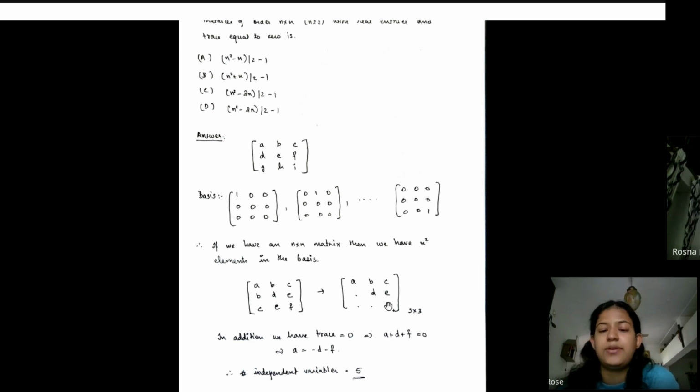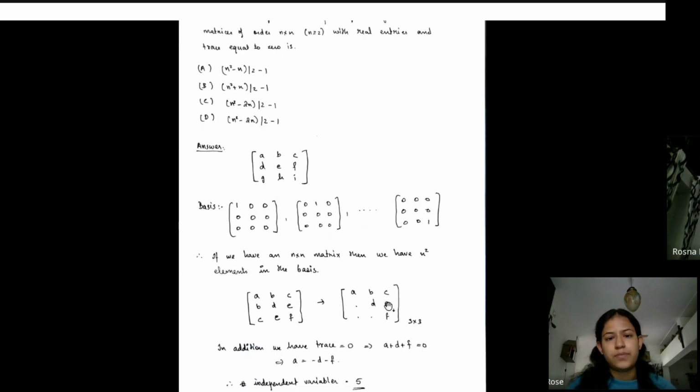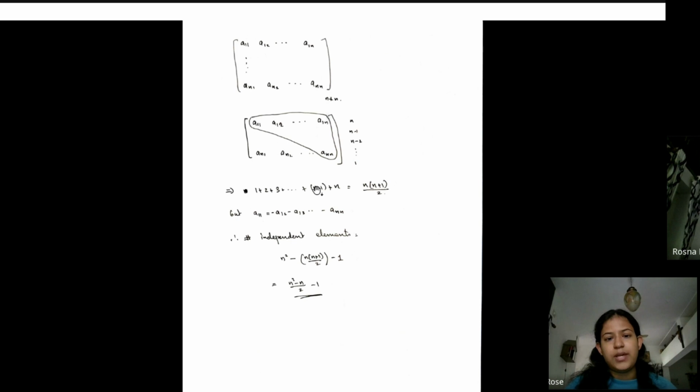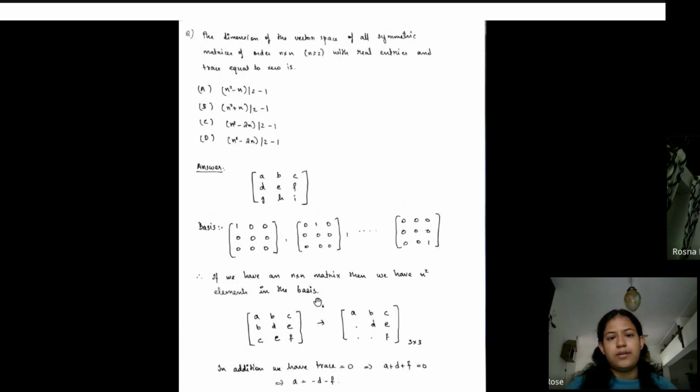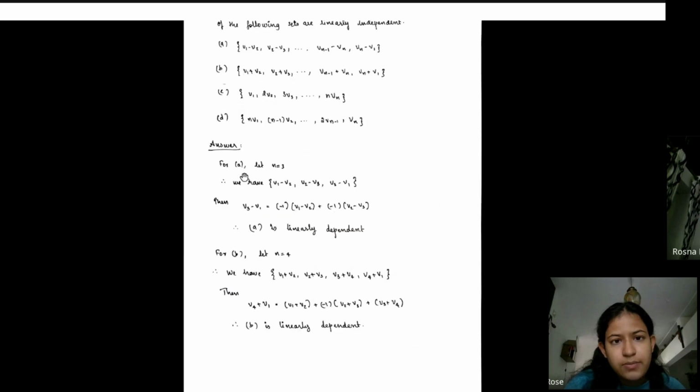For the 3 by 3 case, the total number of basis elements is 3 into 3, which is 9 elements, and out of which only 5 of them are linearly independent. So in this way, if you look at the whole set, you can get the option. So that was correct. This moment is not.